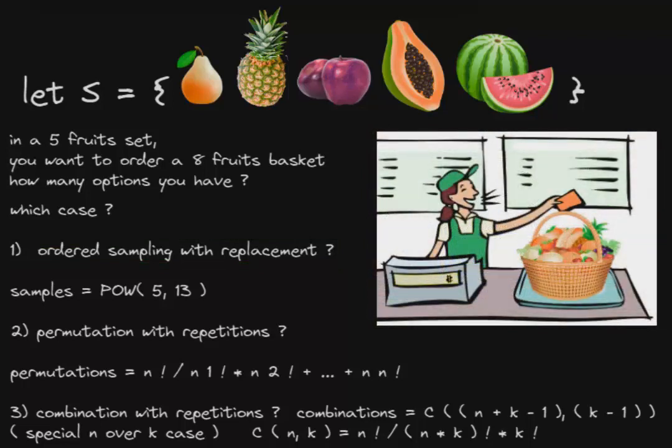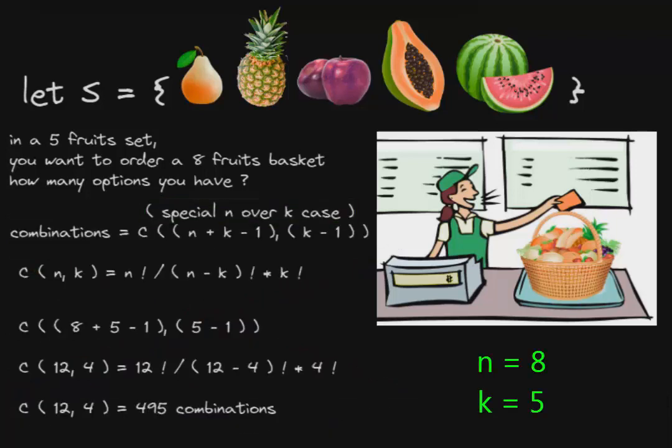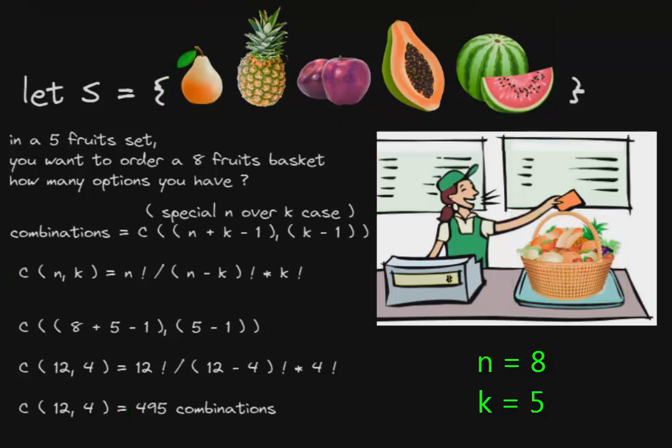In this case, we don't care about the order, we just want the fruits, right? So the first 2 cases are beyond this problem. This is a combination with repetitions, and to solve it, we use a special n over k case. Let's introduce the data in the formula to obtain 495 different combinations with a 5 fruit set in an 8 fruit basket.